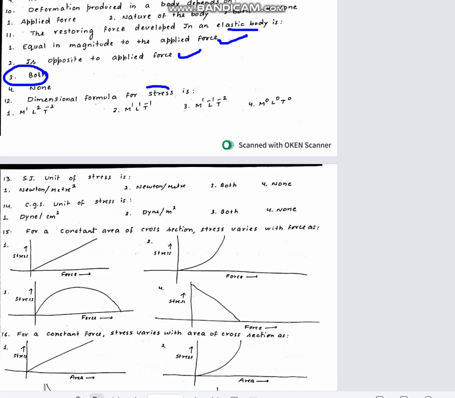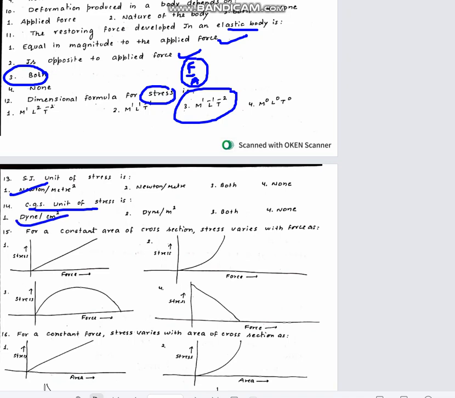Next is, dimensional formula for stress. So stress is force by area. So you substitute the dimensions, it comes out to be M1 L minus 1 T minus 2. Third will be correct. Next is, SI unit of stress. So that is Newton per meter square. Next is, CGS unit of stress. It is dyne per centimeter square.